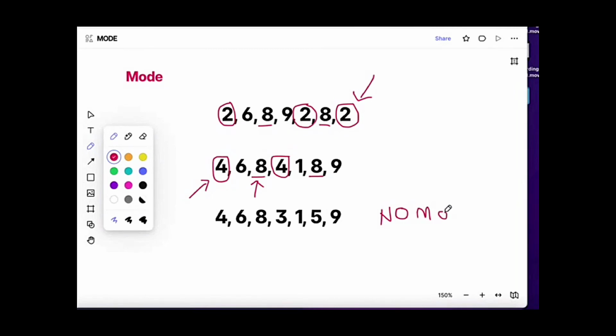Oh, I can't write with this thing. All right, so no mode.